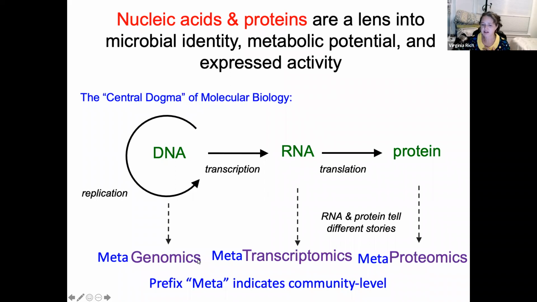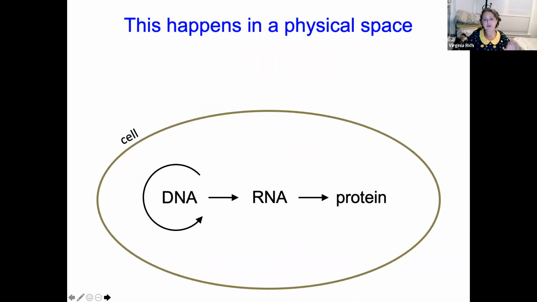And when we insert the prefix meta in front of these terms, that denotes community level. So when you hear people talk about community genomics, that's the same thing as metagenomics. Okay. So this is all happening inside the physical space of the cell. In the early days of metagenomics, people would talk about communities as just a big bag of intermixing genes, but of course that's not really what's happening.